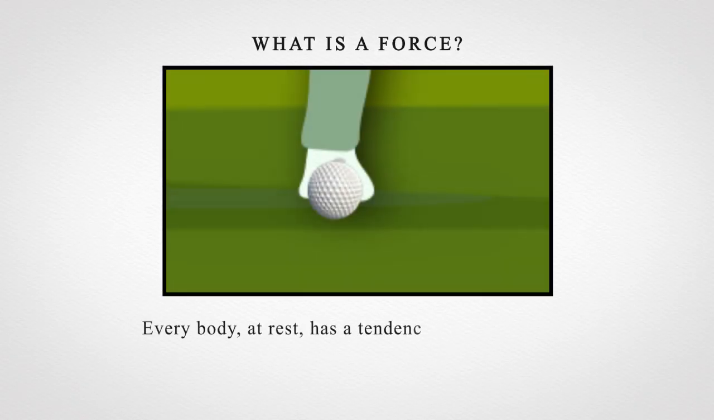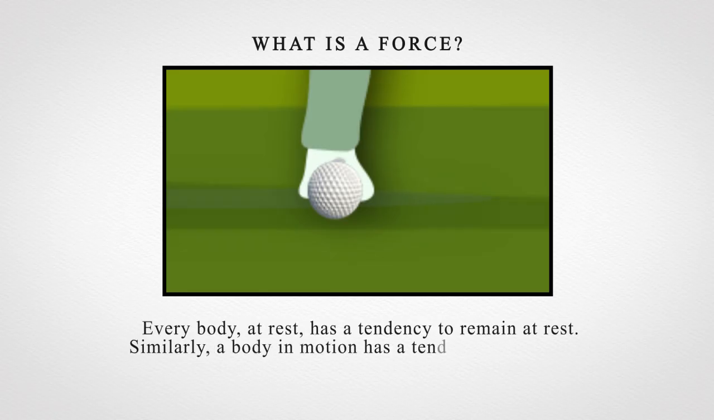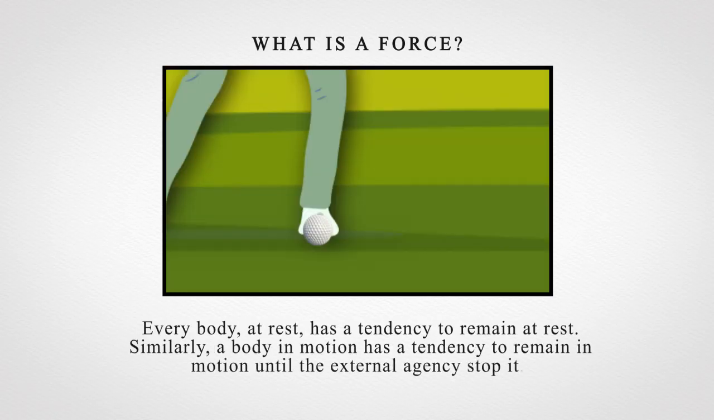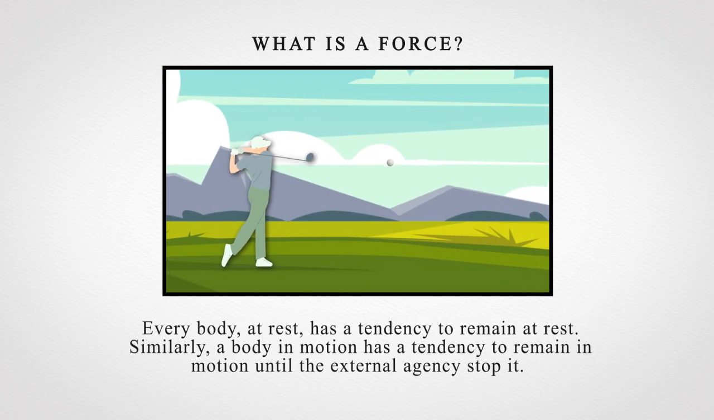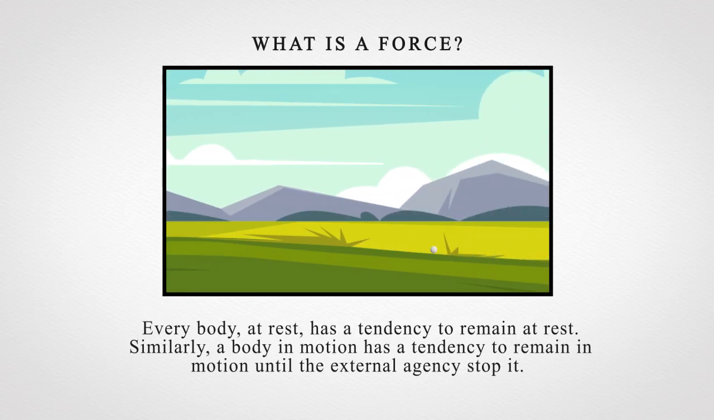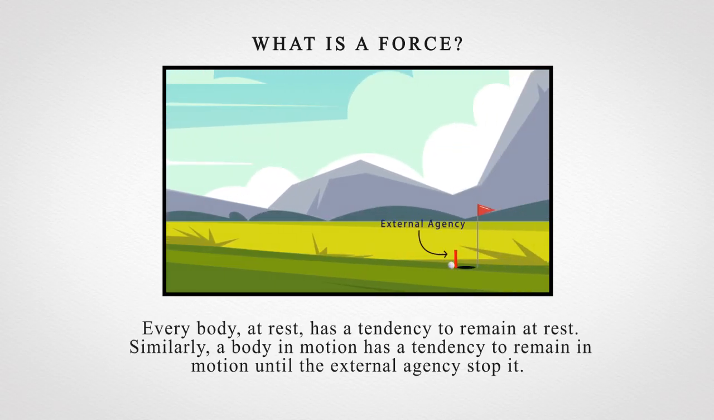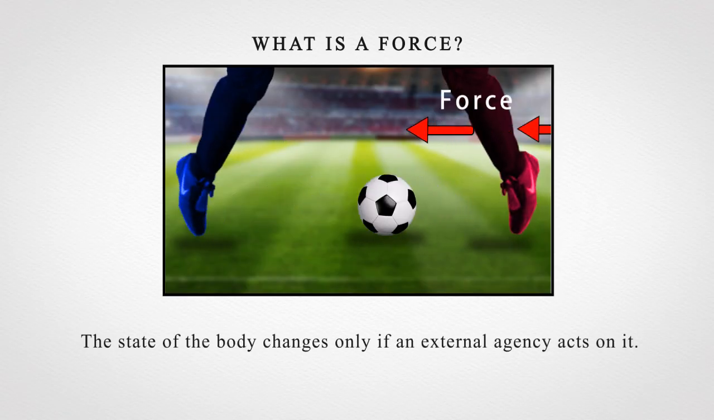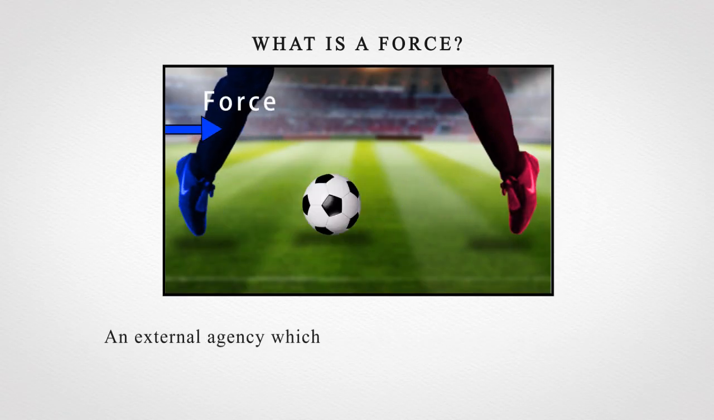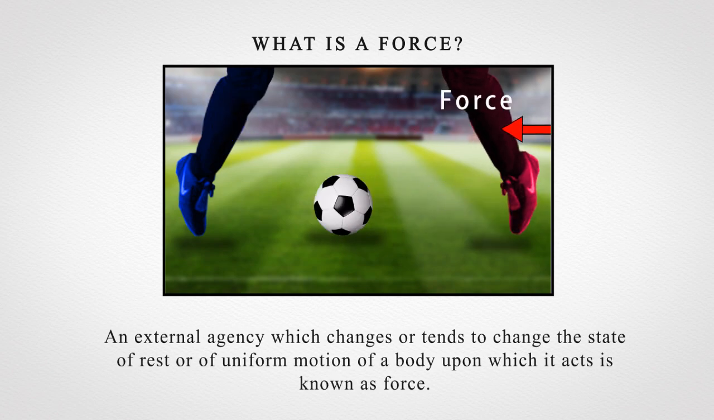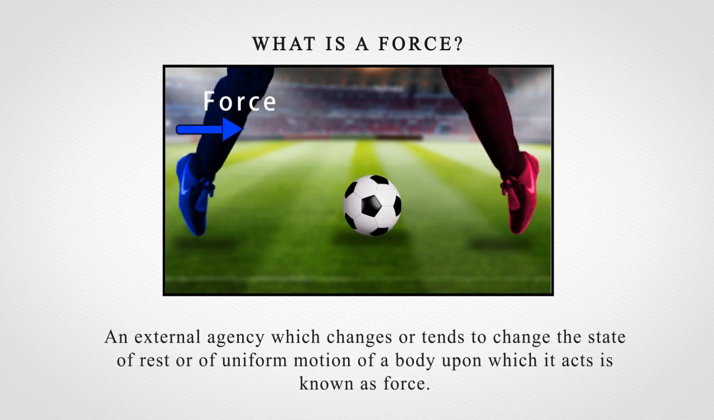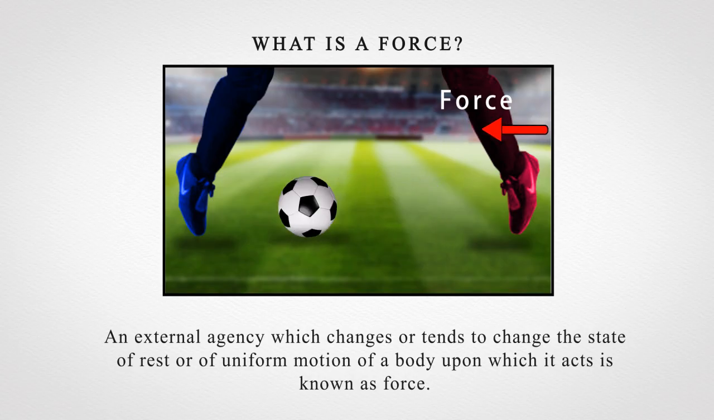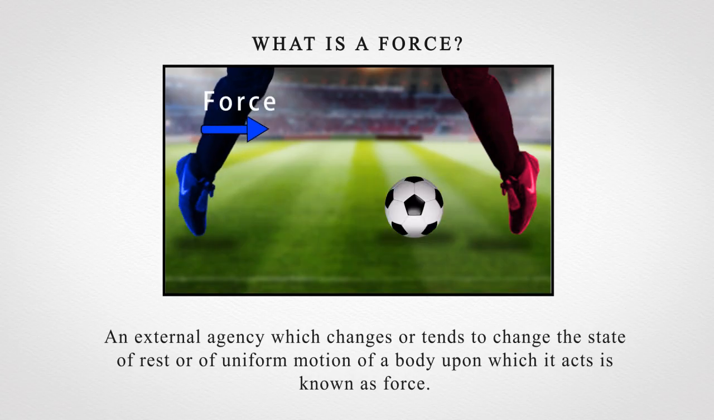Every body at rest has a tendency to remain at rest. Similarly, a body in motion has a tendency to remain in motion until an external agency stops it. The state of the body changes only if an external agency acts on it. An external agency which changes or tends to change the state of rest or of uniform motion of a body upon which it acts is known as force.